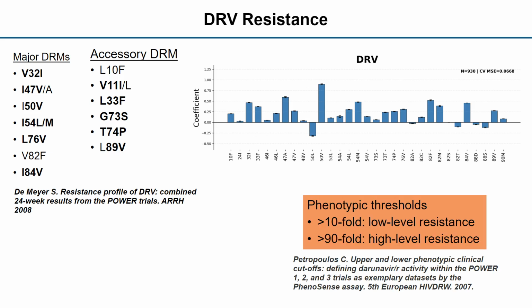Findings from the POWER trials, which enrolled PI-experienced patients with substantial PI resistance, showed that a meaningful reduction in clinical response to darunavir generally required approximately a 10-fold decrease in susceptibility. Complete loss of darunavir activity occurred only at much higher levels of resistance.